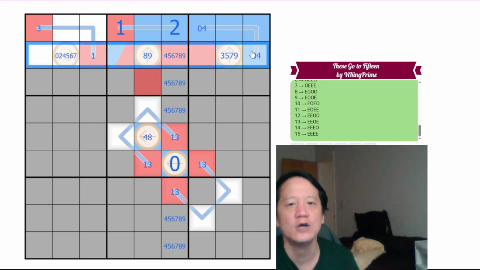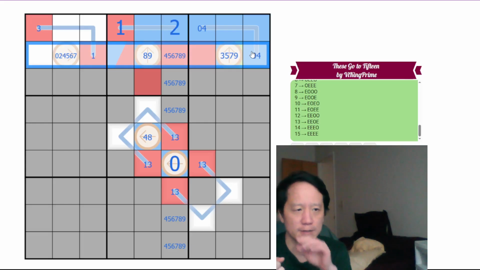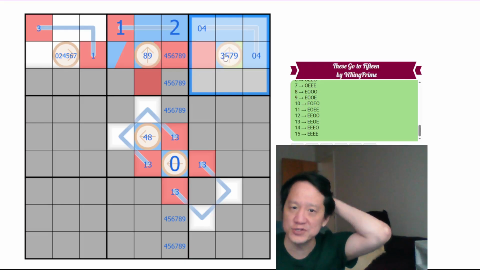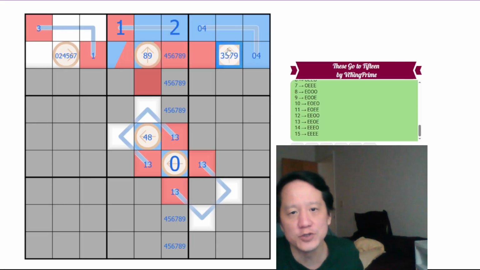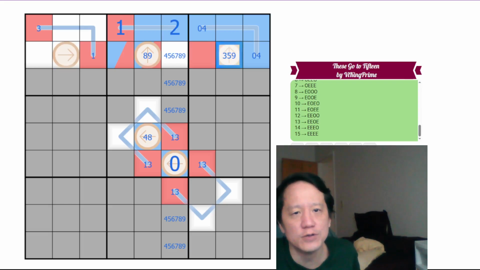In row 2, we need a Schrodinger that gives us 4 evens and 5 odds. But in box 3, we need a Schrodinger that gives us 6 evens and 3 odds, and they are both the same, which is not allowed. So that's why this is disproven. So we know this cannot be 0 and 3. Sorry, this can't be 0, 4.